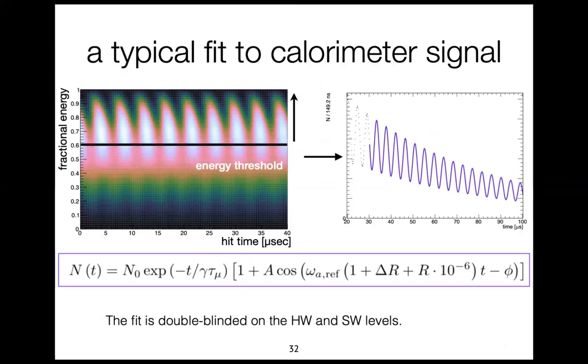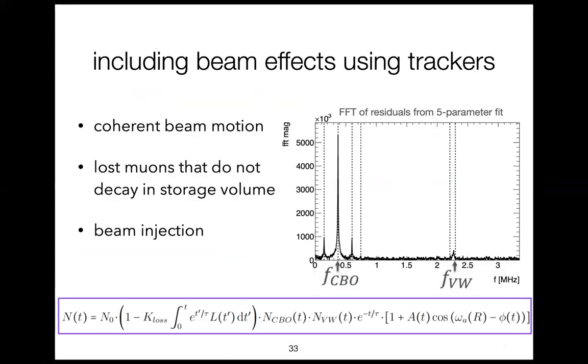Here is what it looks like in reality when we take the 2D plot and apply the energy threshold. We get a histogram on the right side, and we fit it with a sine modulated by an exponential. The problem is there are many frequencies in the residuals. It's the coherent beam motion. It's also the lost muons that do not decay in the storage volume, and seem to disappear. And it's beam injection.